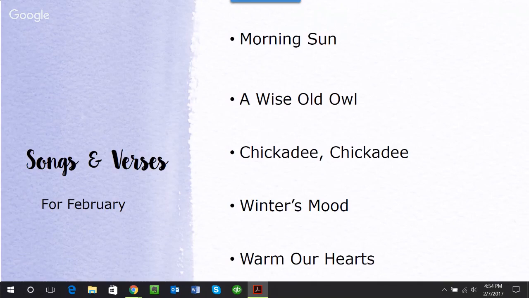Warm our hearts, O sun, and give light that we may daily live, growing as we ought to be, true and good and strong and free.